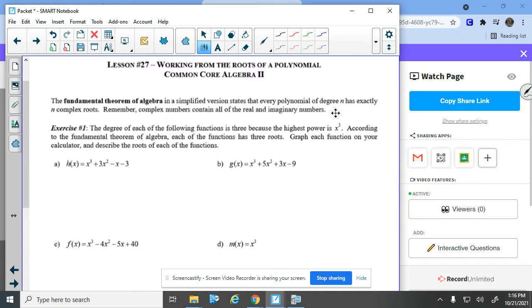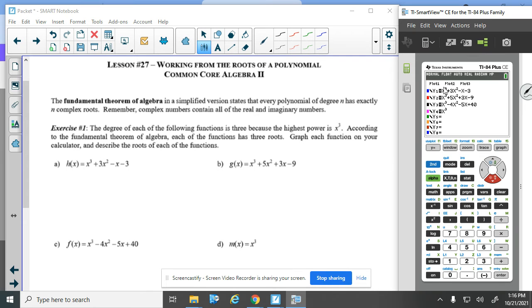Remember, complex numbers contain all of the real and imaginary numbers. So what this means is, for example, down here I have 4 functions. They're all degree 3 because their biggest exponent is 3. So that means that each of them has 3 complex roots. Those complex roots could be real numbers or they could be imaginary numbers, and they might be double roots, and we are actually going to see something called a triple root today too.